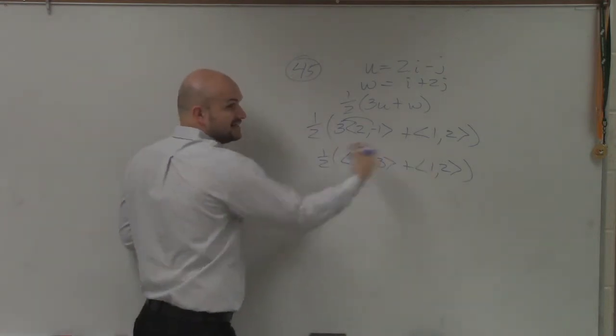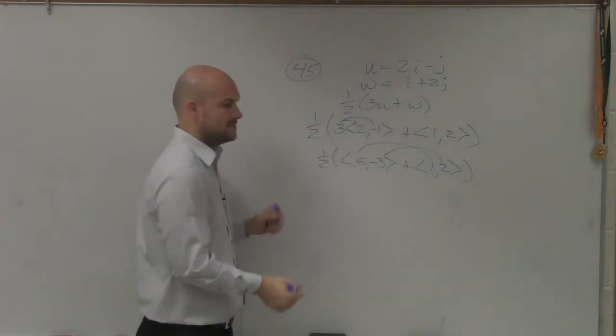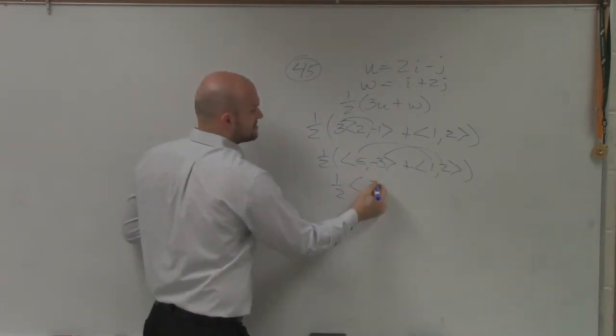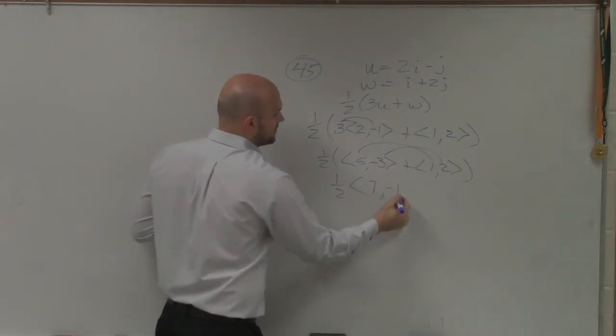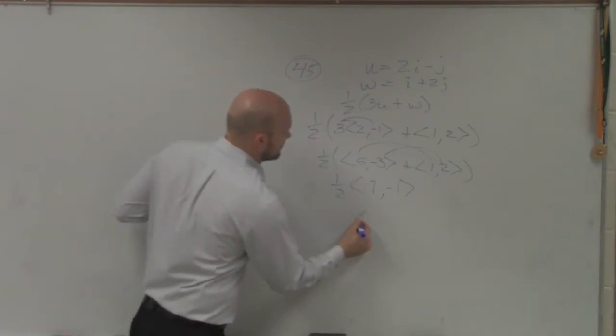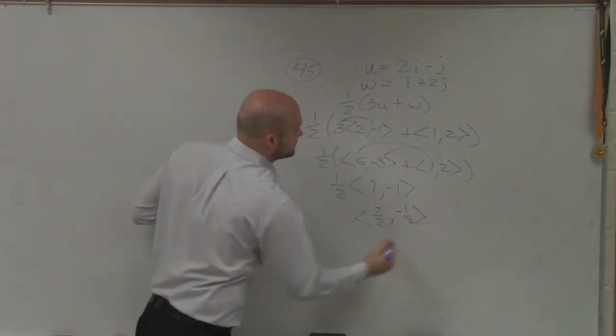Now I can combine these, right? When you add, you just add the first coordinates and the second coordinates. So I have 1/2 times, that becomes 7, and this becomes -1. Now I can apply the 1/2 here. So 1/2 is ⟨7/2, -1/2⟩.